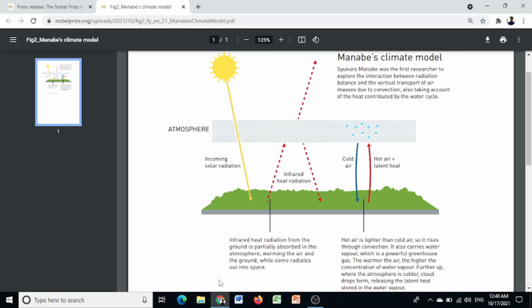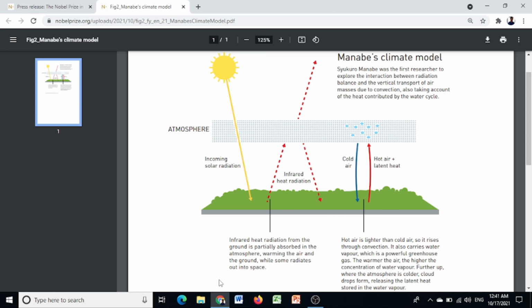Arrhenius arrived at the conclusion that if the level of carbon dioxide in the atmosphere halved, Earth would enter a new ice age. A doubling of carbon dioxide would increase the temperature by 5 to 6 degrees centigrade. But this calculation was not accurate from our perspective, but at that time it was a very nice prediction. But weather and climate are more complex.